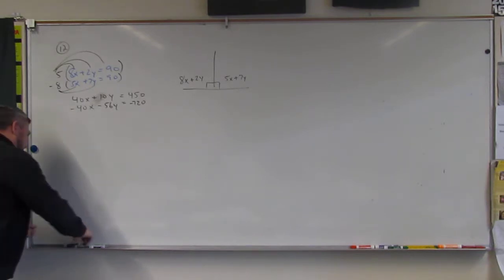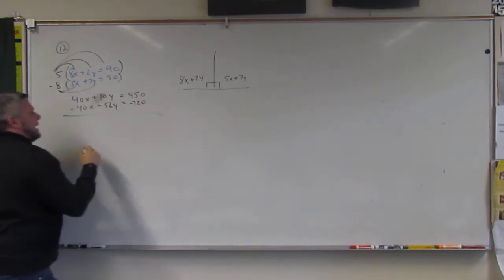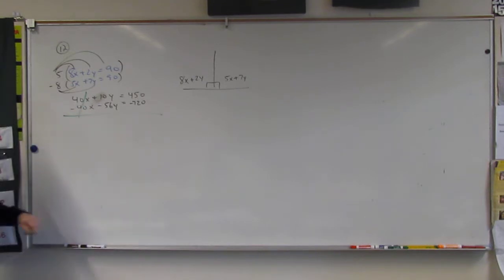And then we're going to add these up. Okay? And the key is getting that to cancel out. Getting one of the variables to cancel. Right? Either the x or the y. Love it. Okay.